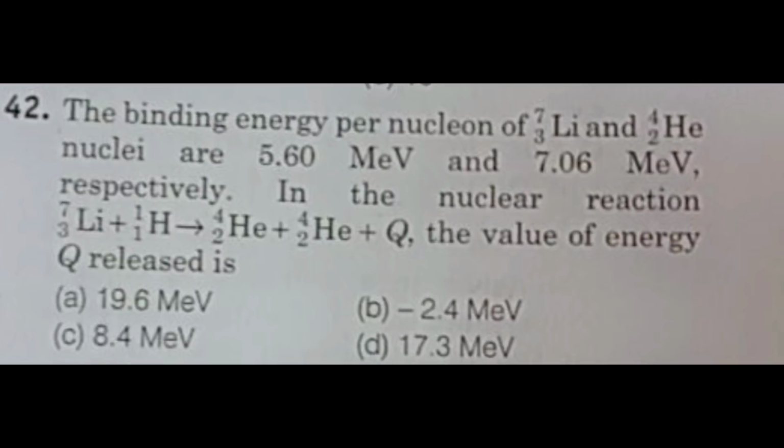The next one, the binding energy per nucleon of lithium and helium nuclei are 5.60 and 7.06 respectively. And in the nuclear reaction, you can find it here, the value of energy Q released is. Please note the equation given above, and the options are 19.6, minus 2.4, 8.4, 17.3. And the right one is option number D, 17.3.